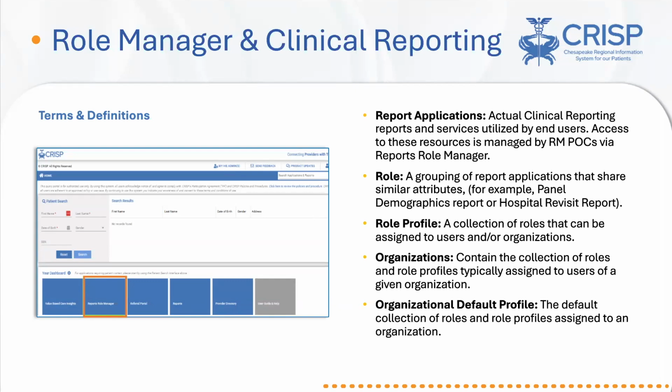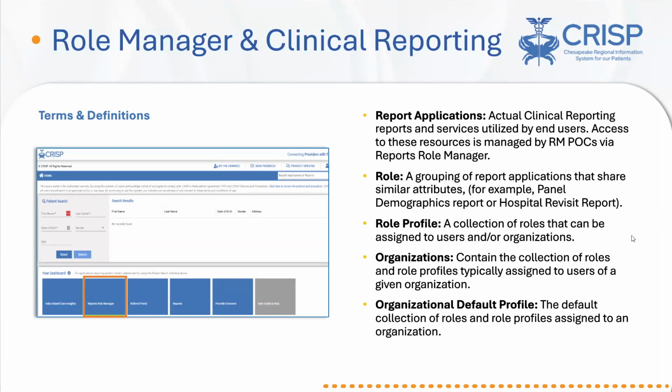Within Role Manager, there are some key terms. There's report application, which is the actual reporting service that is utilized by the end user. CRISP takes care of assigning that application to the organization. The roles are the groupings of reports within the application, and it shares similar attributes. So, for example, panel demographics or the hospital revisit report, which we've just reviewed, would fall under a particular role or grouping.